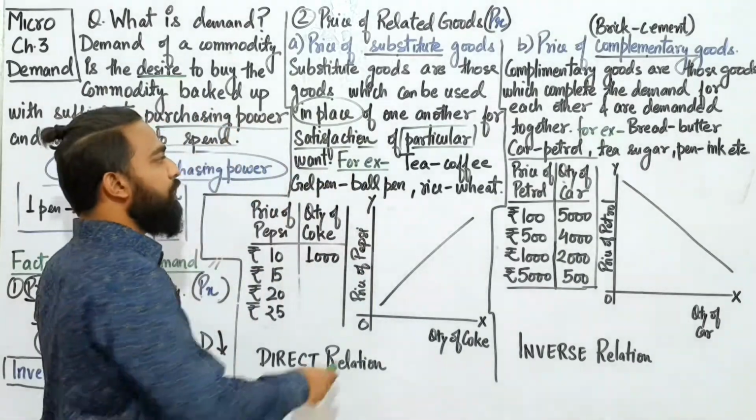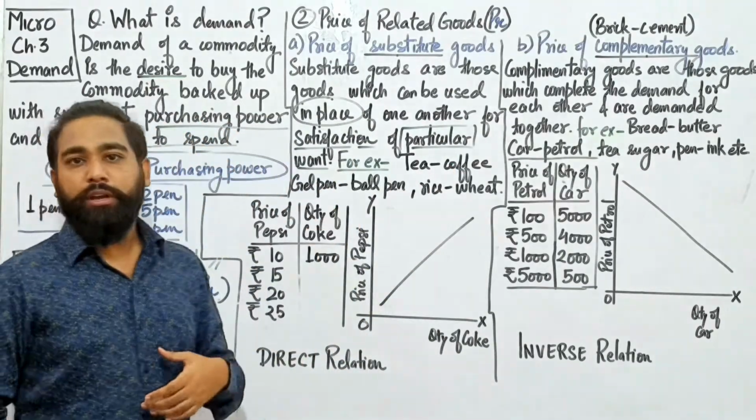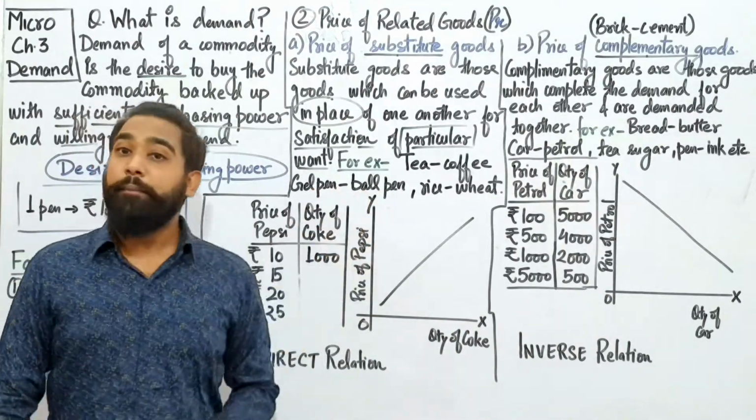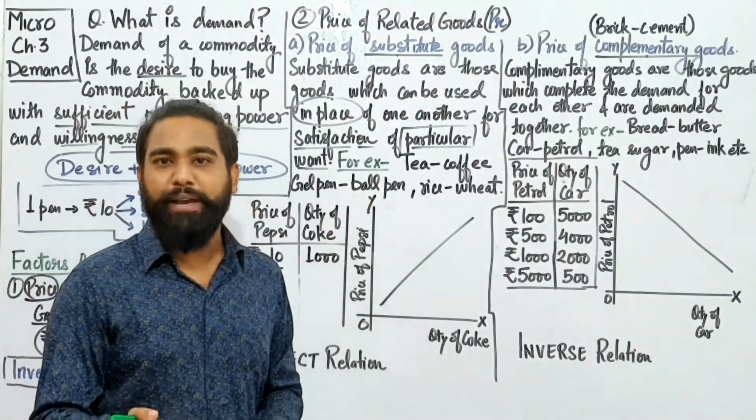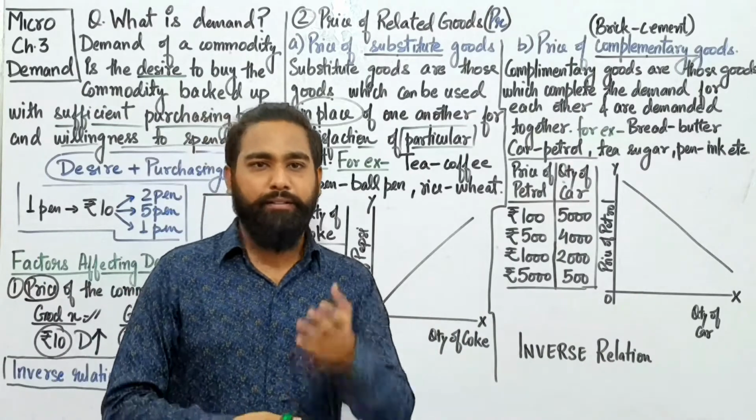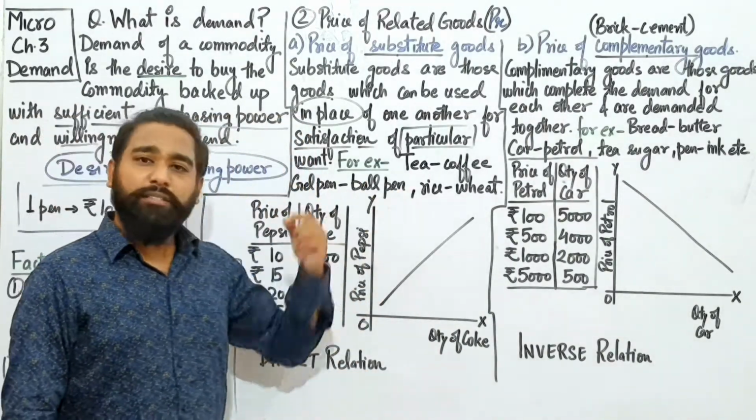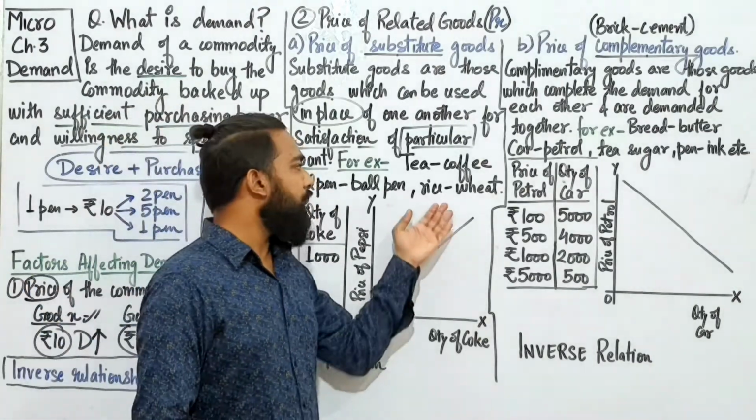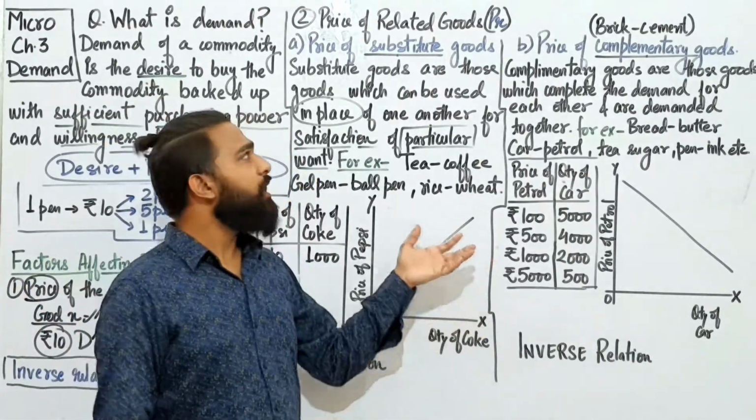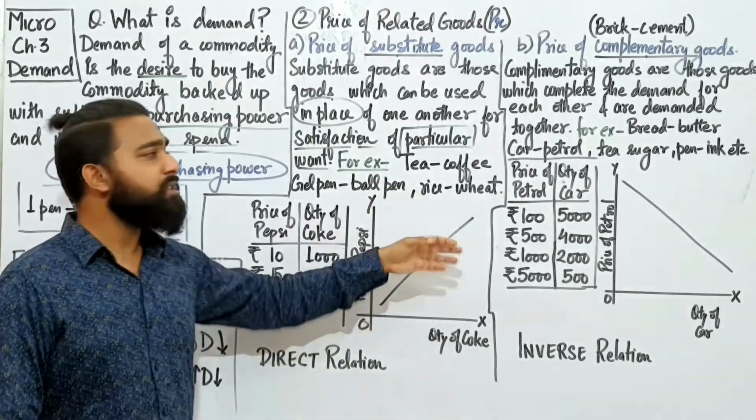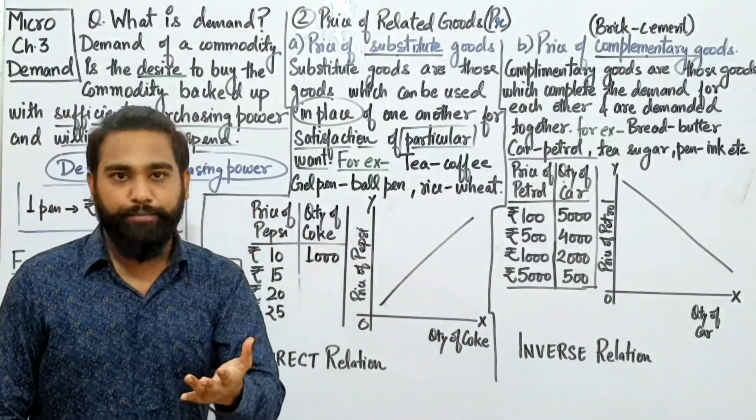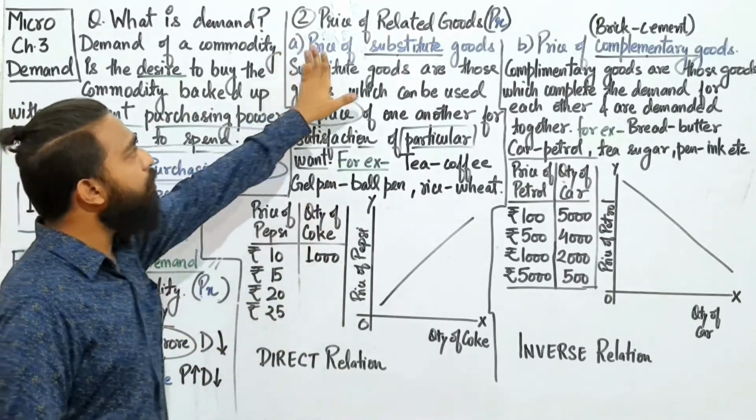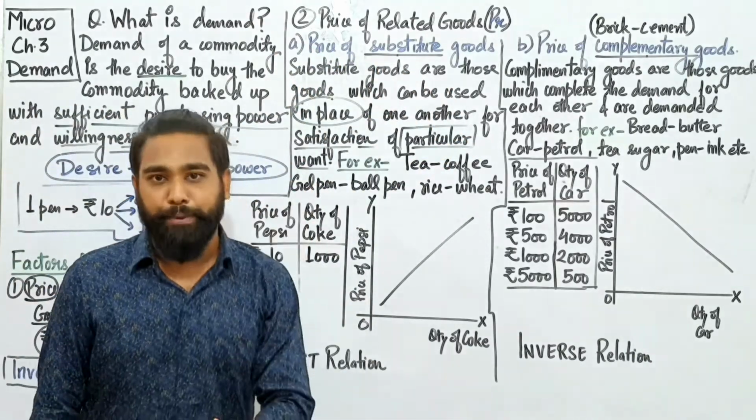For example, tea and coffee. Suppose you don't have tea, you can buy coffee. Gel pen, ball pen. If you don't have a gel pen, you can write with a ball pen, right? So rice and wheat. If you don't have wheat at your home, you can't make chapatis, you can make some rice. So these are your substitute goods, which can be used in place of the other. Fine. Now let's understand how these substitute goods affect the demand.